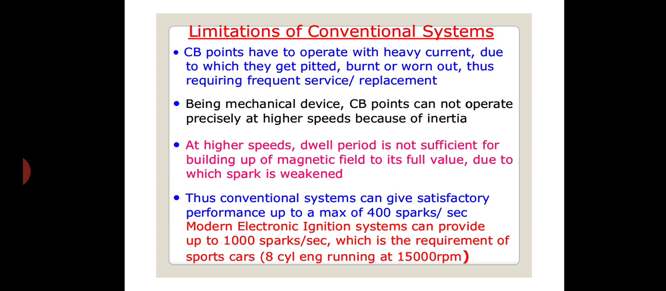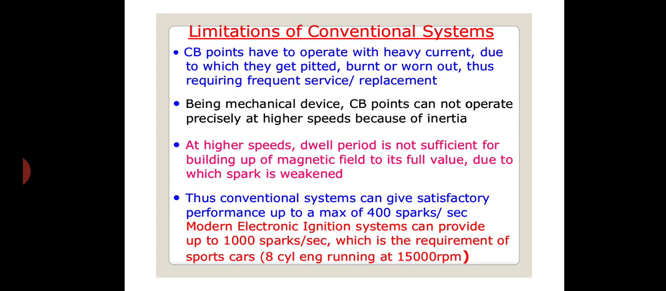Being a mechanical device, contact breaker points cannot operate precisely at higher speed because of inertia. So the bouncing of the moving arm of the contact breaker points at high speed leads to a weaker spark. At high speed the dwell period is not sufficient for building up the magnetic field to its full value, due to which the spark is weakened. So the low spark voltage at high speed lowers the mean time between failures.